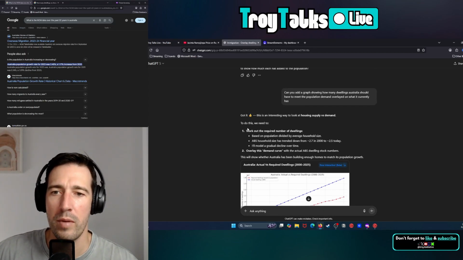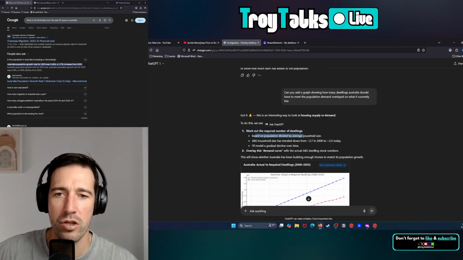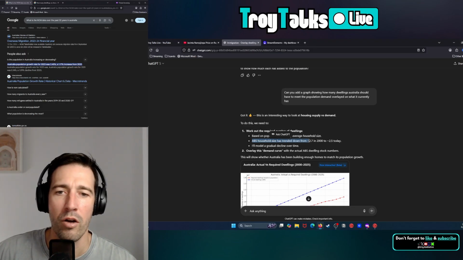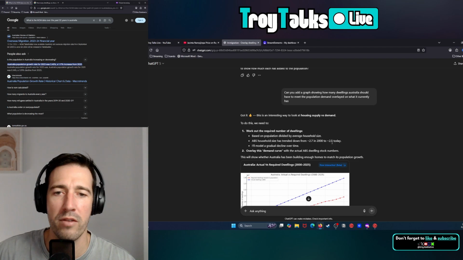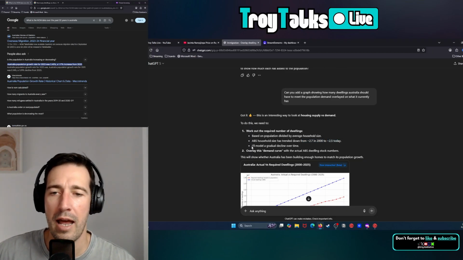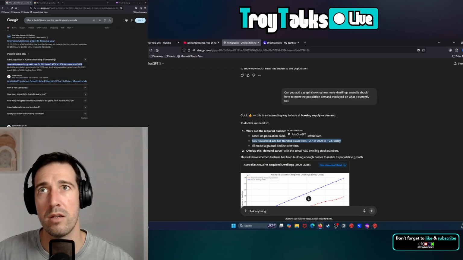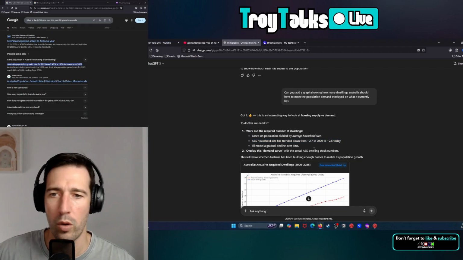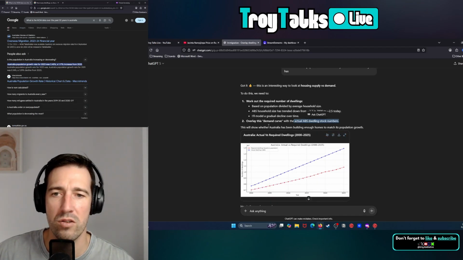So to do this, we need to work out the required number of dwellings based on the population divided by average household size. The Australian Bureau of Statistics household size has trended down from 2.7 in 2000 to 2.5 today. So that's saying that in the year 2000, there was an average of 2.7 people in a home, and now it's 2.5. That already means we're going to need more houses to support the same amount of people now versus in the year 2000, by a factor of 0.2. Our model overlays this demand curve with the actual ABS dwelling stock numbers.